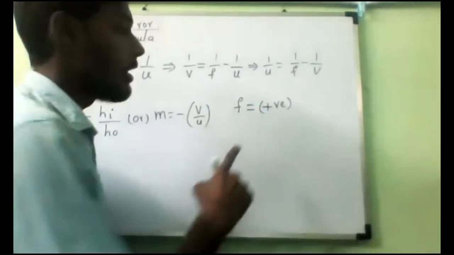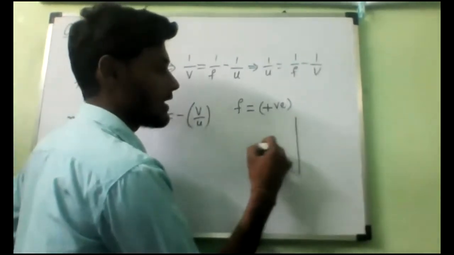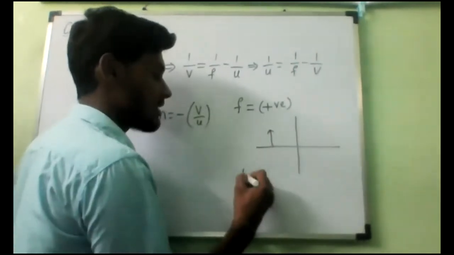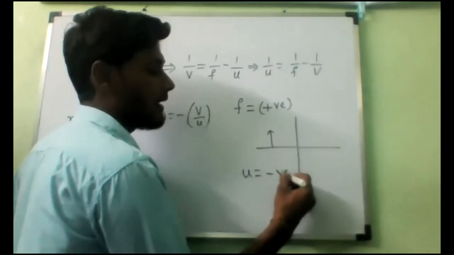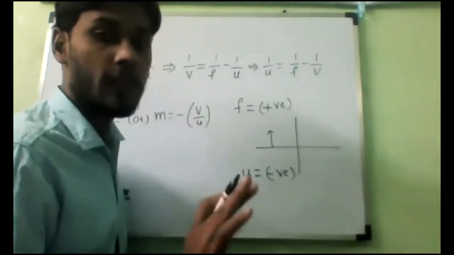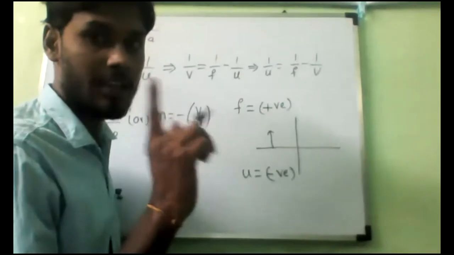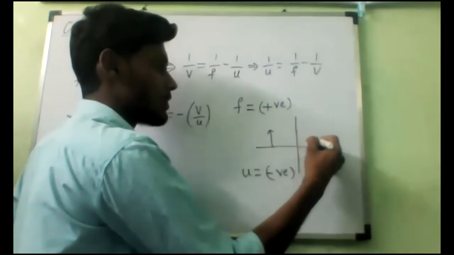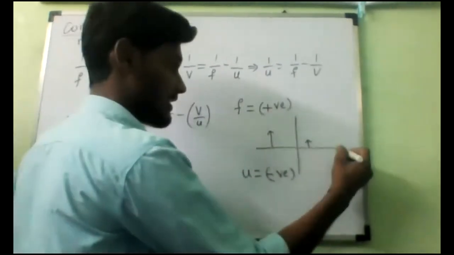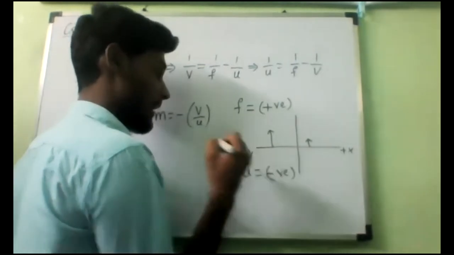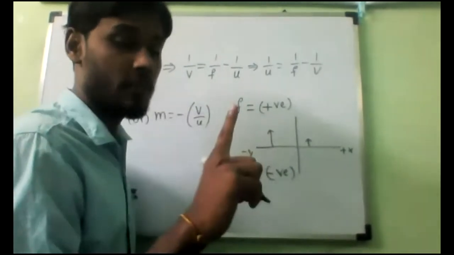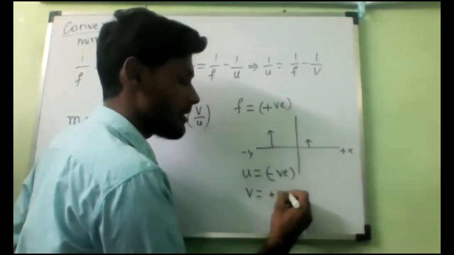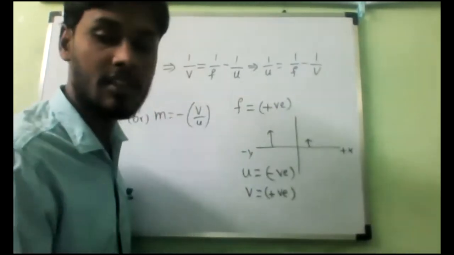Focal length is positive. Now if you take the coordinates, always the object is placed on the left side, so the object distance is always negative. There are no different cases in a convex mirror, a single case. Always the image will form behind the mirror, so this is always the plus x coordinate and this is the minus x coordinate. So always the image distance is positive.